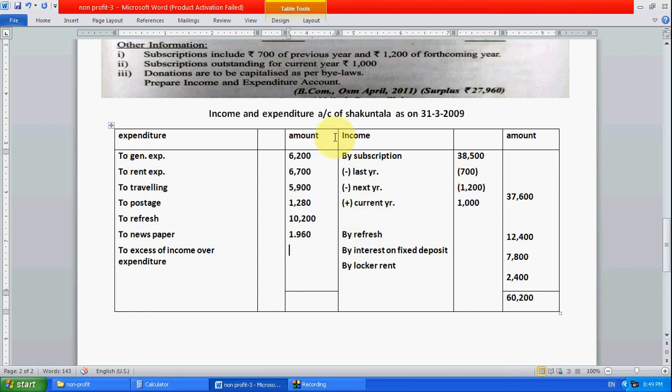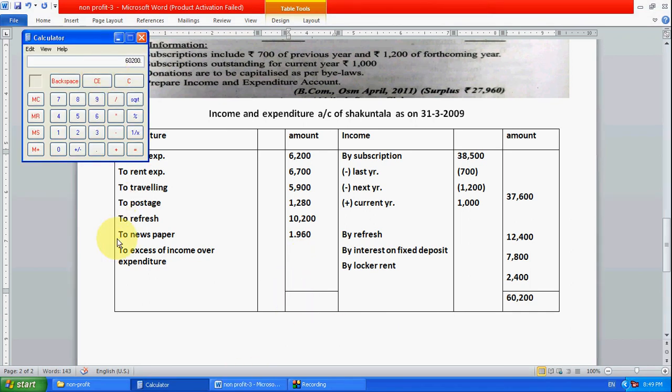Means if income is over, then it is called excess of income over expenditure. If expenditure is more than the income, it is known as excess of expenditure over income. If there is income excess, we can also call it surplus. If the expenditure is in excess over income, we can say deficit. So right here, let's calculate first. 60,200 minus 6,200 minus 6,700 minus 5,900 minus 1,280 minus 10,200 minus 1,960. How much? 27,960 we are getting.